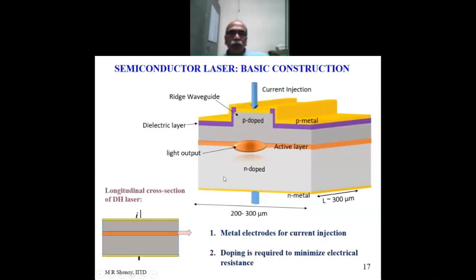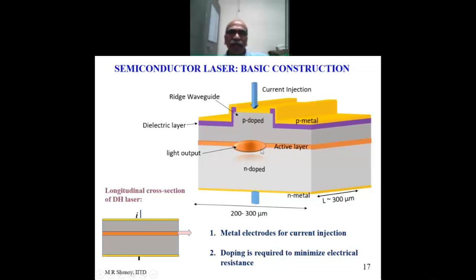so what is shown is the chip, a semiconductor laser chip. The yellow part here is the metal which is deposited at the top and the bottom. You start with probably an N-doped substrate and deposit an active layer, then a P-doped layer. This is a simple structure. There could be many more layers here for various technological reasons, but this is a simple structure of a laser diode, and light comes out from here.